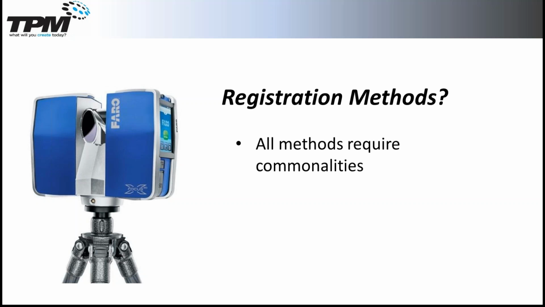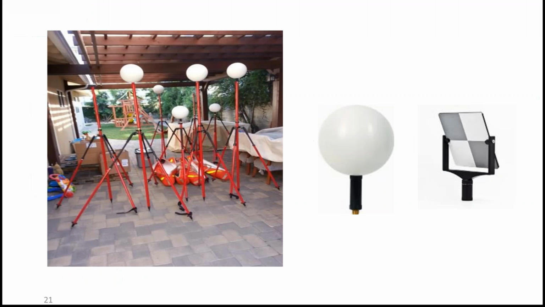All right, the first option, and really the standard operation, was to use targets. That's it. So just like in traditional survey methods, we have to have known points in space to be able to relate objects to one another. And in 3D scanning, there are two ways we can use targets. These are not the only ones, but the most common. And you'll see spheres and checkerboards.